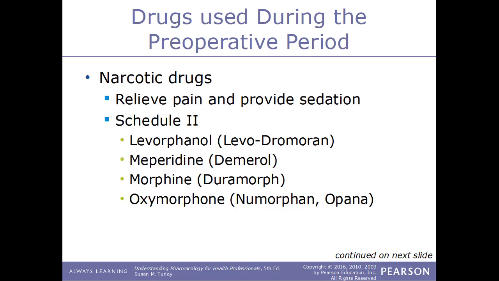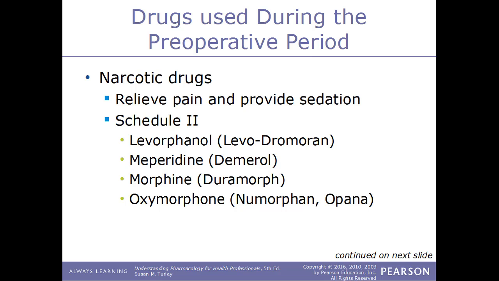Another category of drugs that could be given are narcotic drugs. These are given to relieve pain and also to provide sedation. There are multiple kinds of narcotics that could be used in this way. Some fall under the category of Schedule II drugs, which include levorphanol, which is known as levodromeran, meperidine, also known as Demerol, morphine, also known as Duramorph, oxymorphone, also known as Opana or Numorphan.